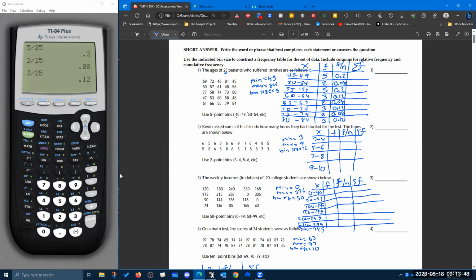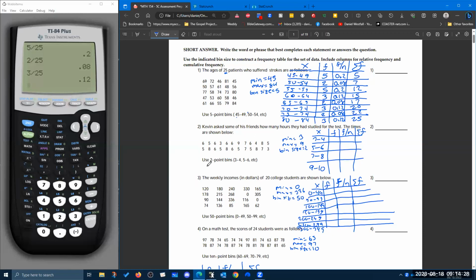And for my sum, I'm just going to add 5 plus 2 is 7, plus 5 is 12, plus 3 is 15, plus 2 is 17, plus 3 is 20, plus 2 is 22, plus 3 is 25. When I add all of this, it's called cumulative frequency, and my cumulative frequency for all of the groups should add up to be my n value. So cumulative frequency has to do with the number of things that are less than or equal to that group.